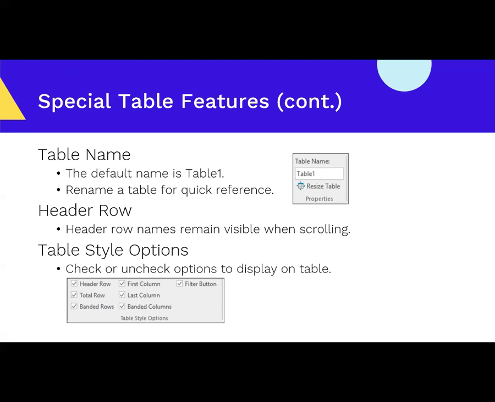The header row names remain visible when scrolling. So when you're scrolling throughout the table, if it's a very large table, you're able to scroll through and those header rows will be there. Of course, you do have table style options. You could check or uncheck the options to display on the table. So you can have it remove the header row or the table or the first column, the last column. So you have different options on the way you want to see that table show up.